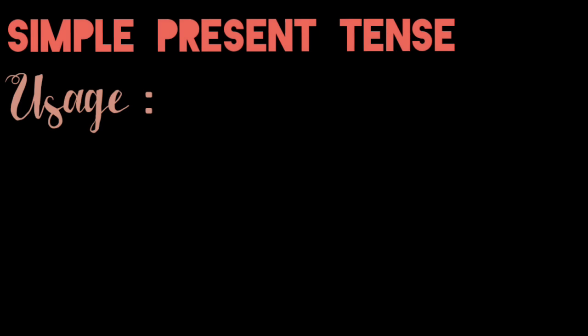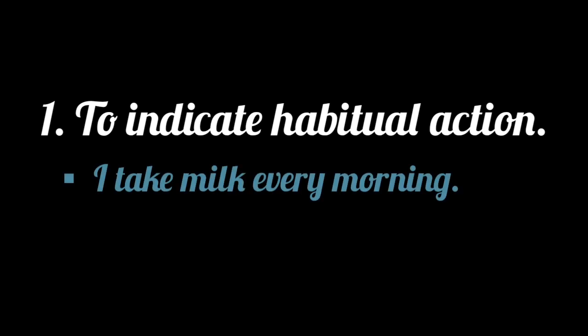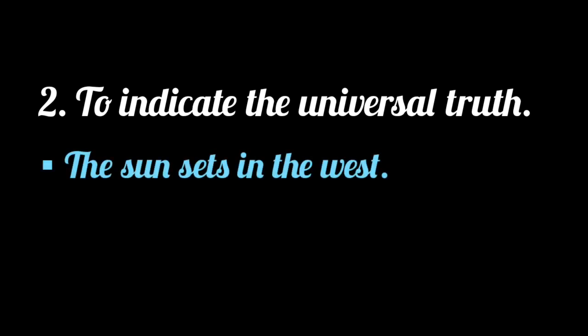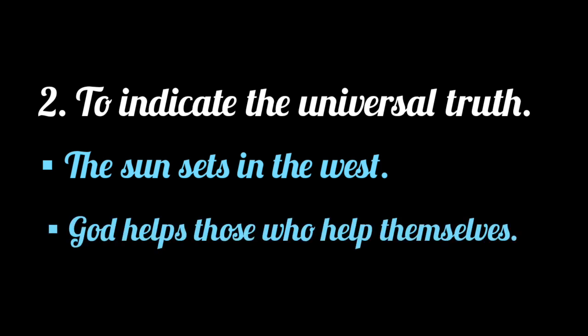Now, let us come to the usage of simple present tense. First, to indicate habitual action. For example, I take milk every morning. Let us take another example. She gets up at 5 o'clock. Now, we are coming to the next use. To indicate the universal truth. For example, the sun sets in the west. Let us take another example. God helps those who help themselves.